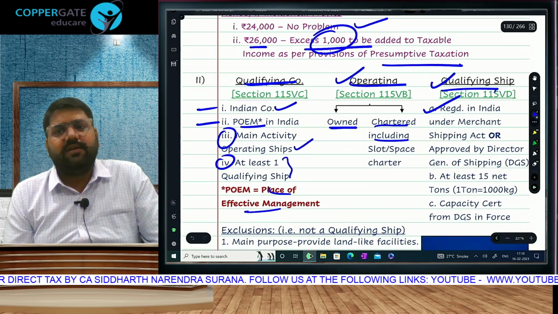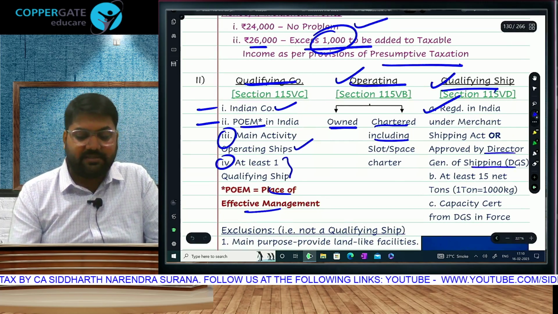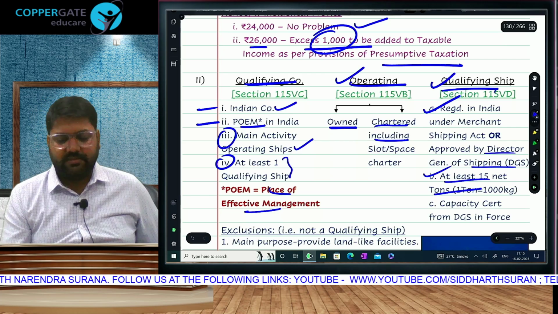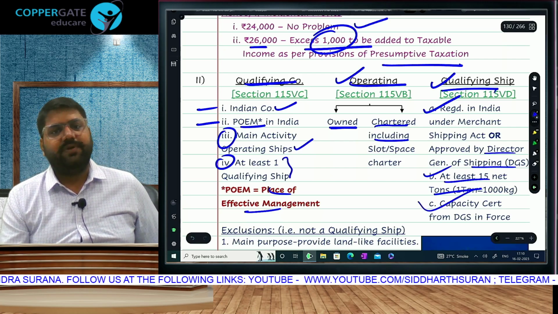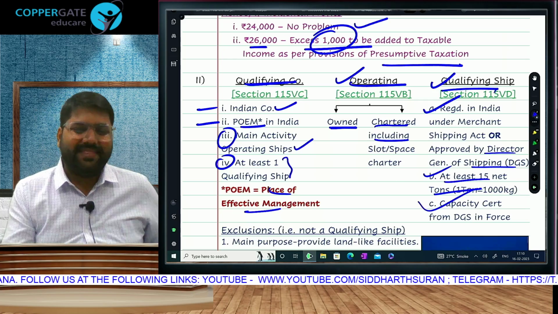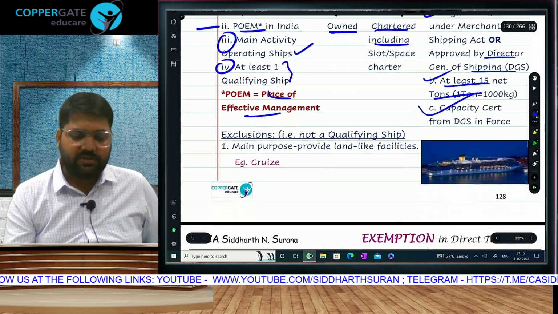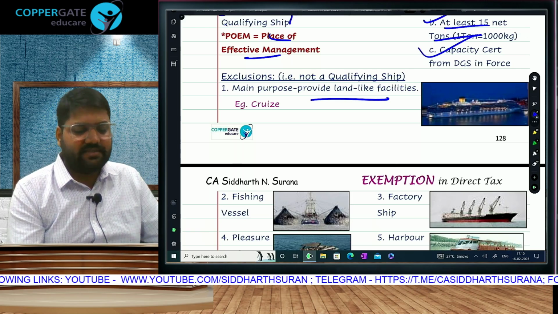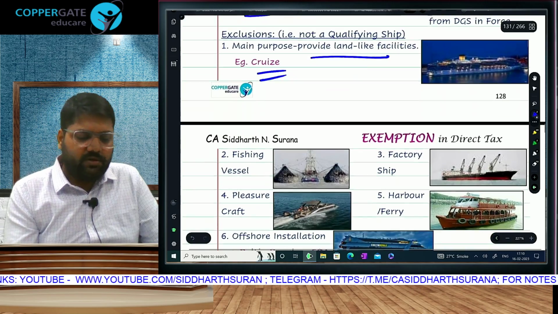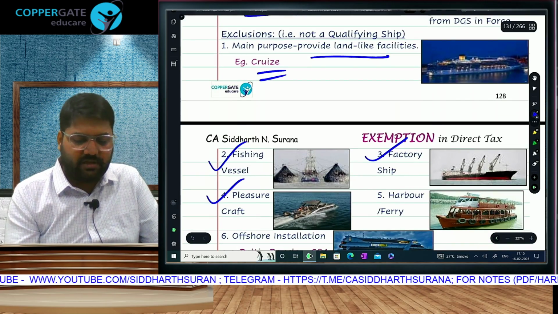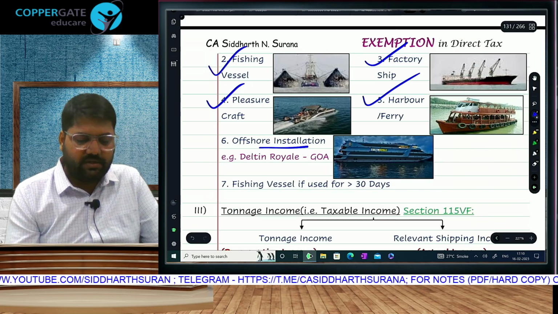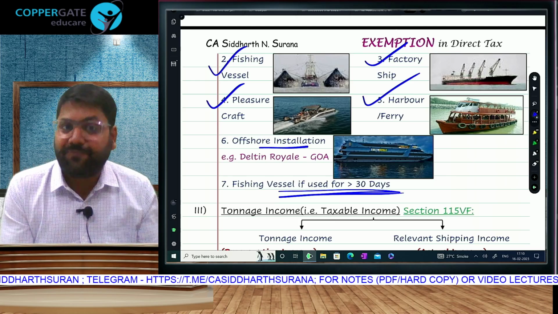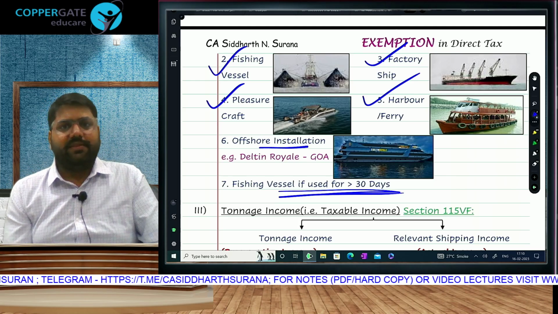So, it has to be registered in India under the Merchant Shipping Act or approved by the Director General of Shipping, DGS. Either registered in India or approved. It should have a capacity of at least 15 net tons, and a capacity certificate should be taken from the Director General of Shipping, and that capacity certificate should be in force. However, the following ships will be excluded. A ship where the main purpose is to provide land-like activities, like a cruise, which is nothing but a 5-star hotel on water, a fishing vessel, a factory ship, a pleasure craft, a harbor or ferry, any offshore installation, any vessel which is otherwise qualified but used for fishing for more than 30 days. These ships may be fulfilling the condition, but they will be disqualified. These 7 ships will be disqualified.